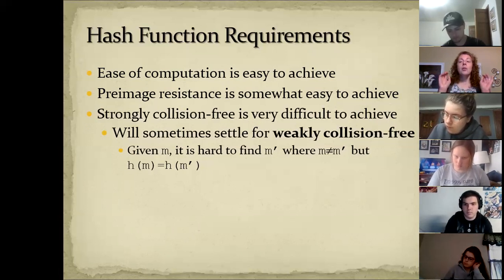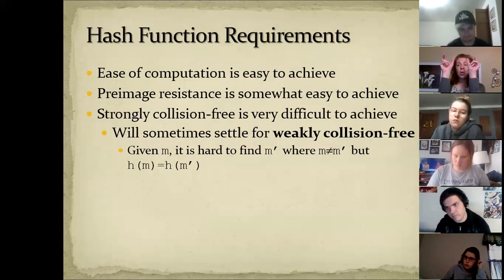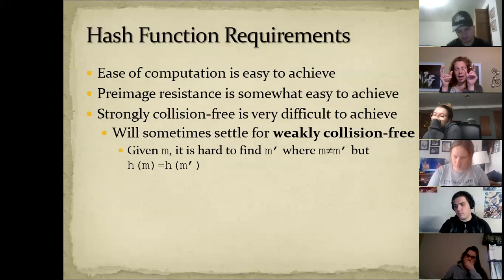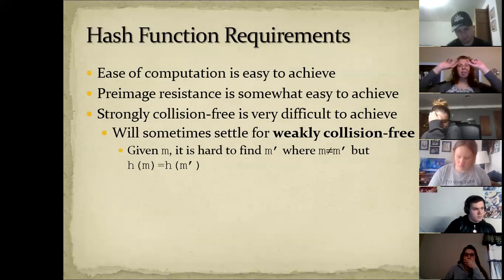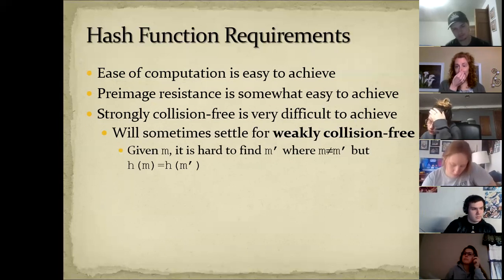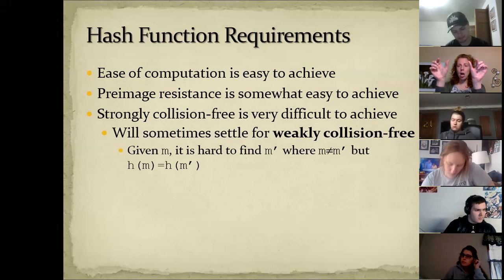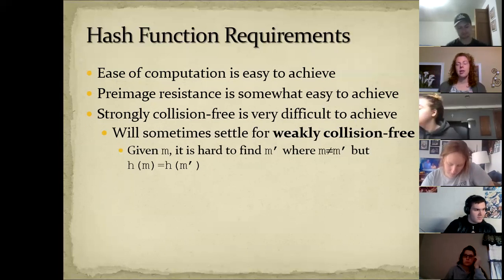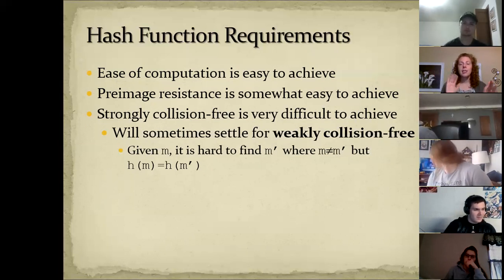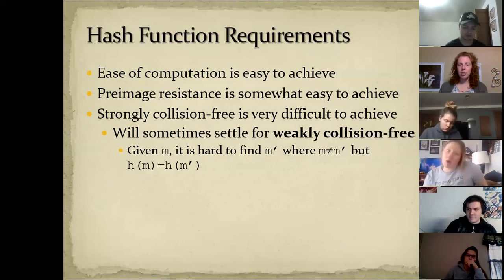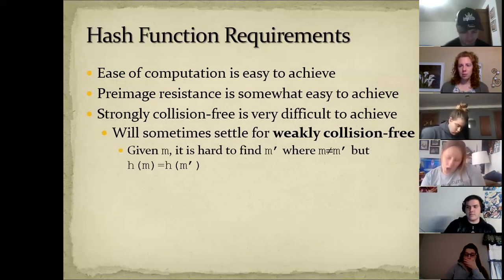Okay. Strongly collision-free says it's hard to find two messages that hash to the same value, starting totally from scratch and finding two messages. Weakly collision-free says if I give you a message, it's hard to find another one that hashes to the same value. So that's how strongly and weakly collision-free are different. Okay, makes sense? Is that the difference between those? Daniel, does that answer your question?